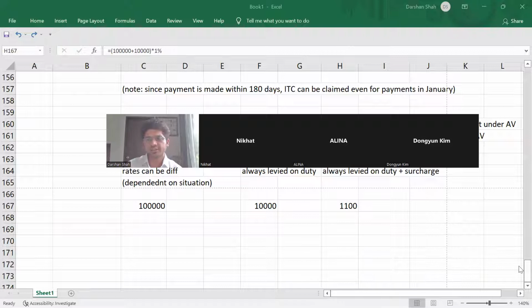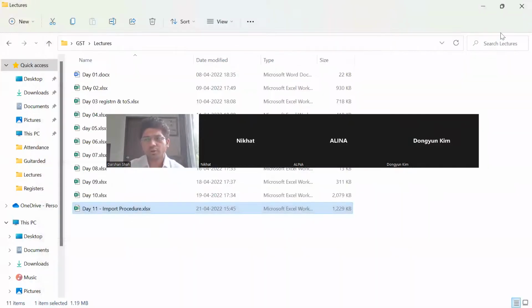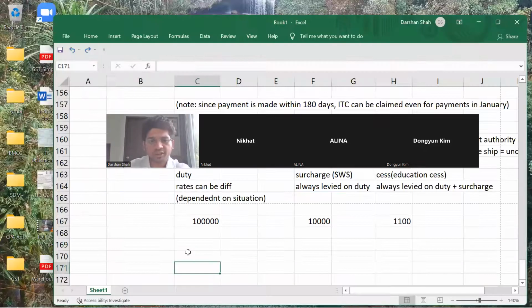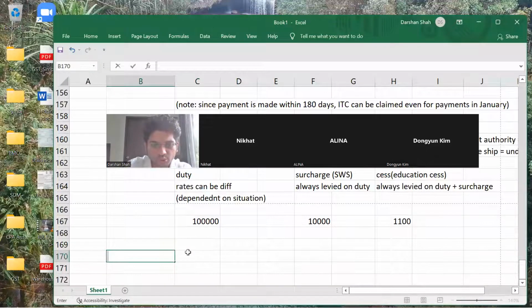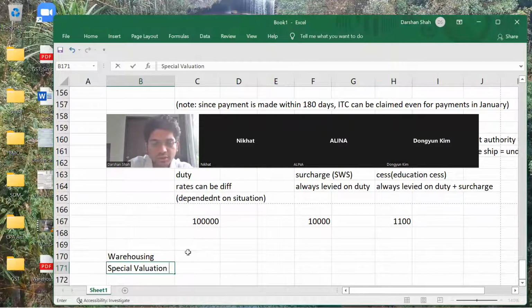Any other doubt, guys? I don't think any other doubt is there, so we'll stop for the day. Tomorrow we'll do some special valuation cases of customs. We'll do two concepts of customs. First is warehousing, which is very simple and will hardly take 5 minutes. And then special valuation cases in customs.